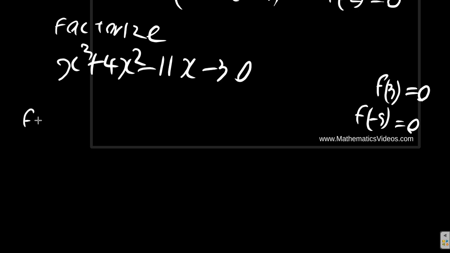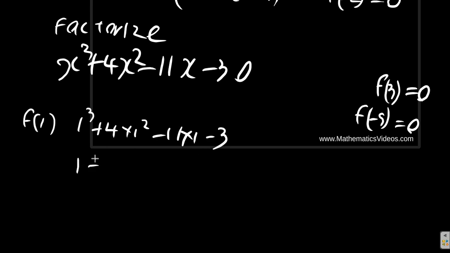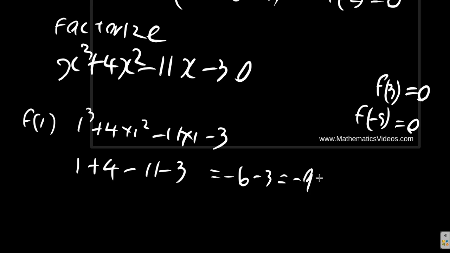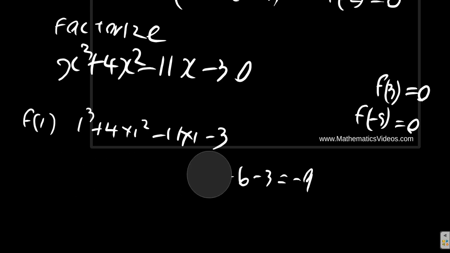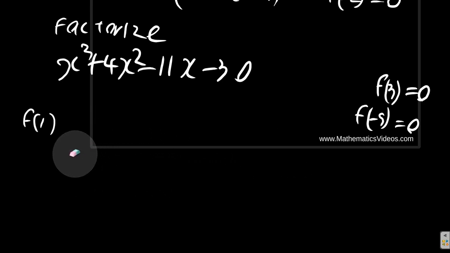Alright, so try f of 1. 1 cubed plus 4 times 1 squared minus 11 times 1 minus 30 is 1 plus 4 minus 11 minus 30. 4 and 1, 5. 5 minus 11, negative 6. Negative 6 minus 30 is negative 36. It's not 0. So it's not f of 1. F of 1 did not yield a 0. So try f of negative 1 and see what would happen.